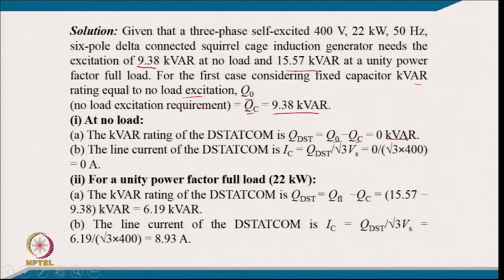It does not need to supply any kVAr, and the current rating will be equal to 0. For unity power factor full load, the kVAr rating is QFL minus QC. So we have the load reactive power minus the generator's capacitor, and this gives 6.19 kVAr, and the line current for the D-STATCOM will be 8.93 amperes.